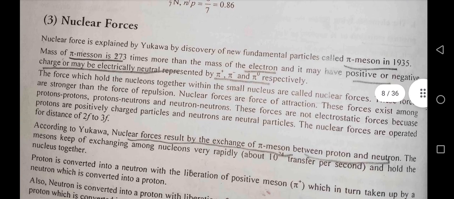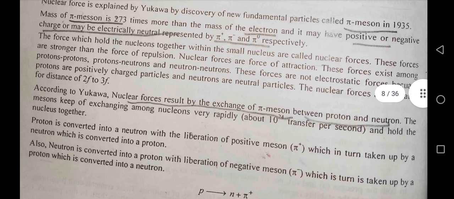Nuclear forces. Nuclear force was explained by Yukawa by the discovery of a new fundamental particle called the pi meson in 1935. The mass of the pi meson is 273 times the mass of the electron, and it may have positive or negative charge or may be electrically neutral, represented by pi positive, pi negative and pi zero respectively. The forces which hold the nucleons together within the small nucleus are called nuclear forces. These forces are stronger than the force of repulsion.